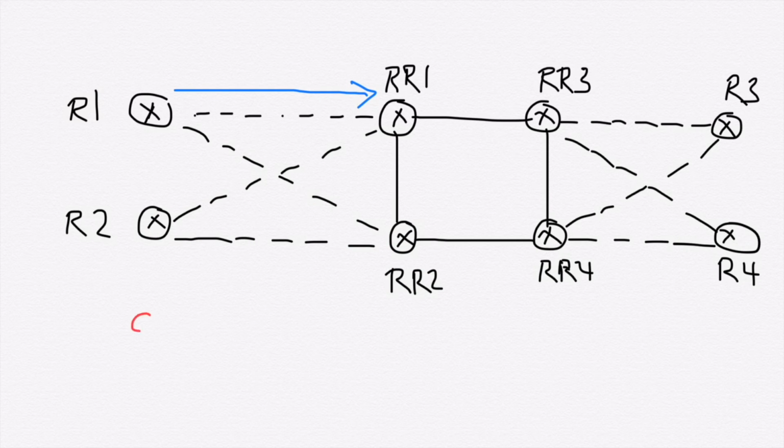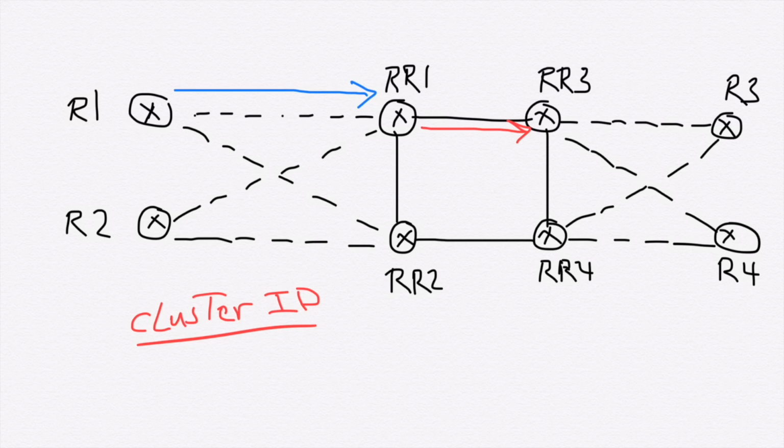Back to the example where we discussed the issue of having routing loops between different route reflectors in different clusters. We have two clusters here. The first cluster includes RR1 and RR2 with their clients R1 and R2, and the second cluster includes RR3 and RR4 and includes R3 and R4. And now we have to discuss the importance of the cluster ID attribute that will be added to the iBGP update sent from any route reflector.